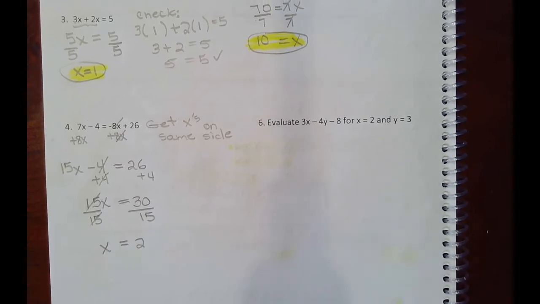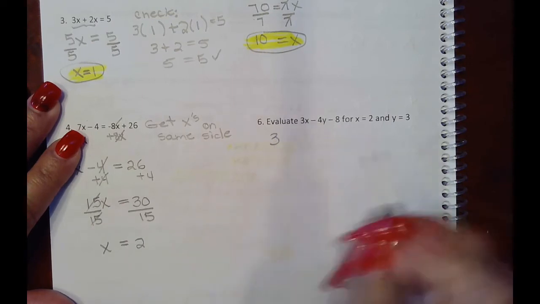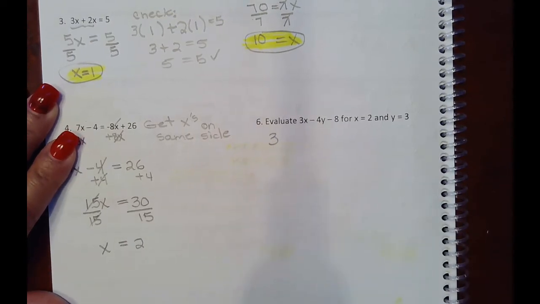Okay, so I've demonstrated how to solve several equations, and I've also showed you how to check. I did that for about 3 of the problems, just so you could have some practice checking your answers. And then next we get to a formula. We have more than one variable, and we're going to evaluate this expression for different values of x and y.